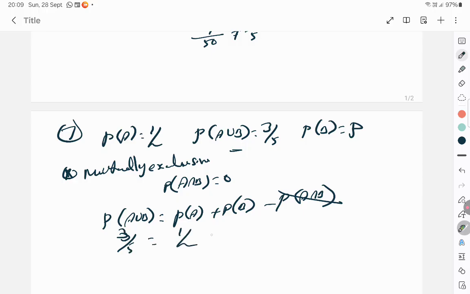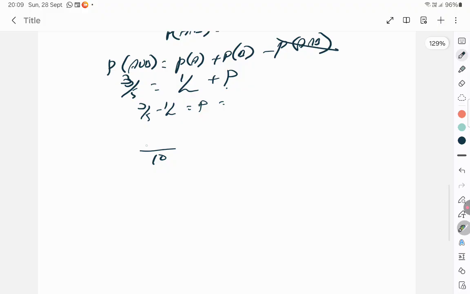This is given as 1 by 2. This is given as P. So to find P, you can always move it to the other side. And so it will become LCM is 10. And this is 6 minus this into 5 minus 5 is equal to P. So 1 by 10 is equal to P. Thus you can find the unknown value.